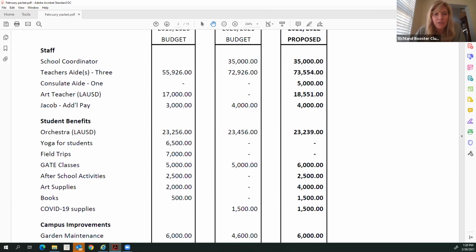The other thing I want to say is that I do not believe it is boosters' role to weigh in on individual folks in these positions. Our job is to fund the position. So we're not talking about individual people. I just want to be really clear about that.